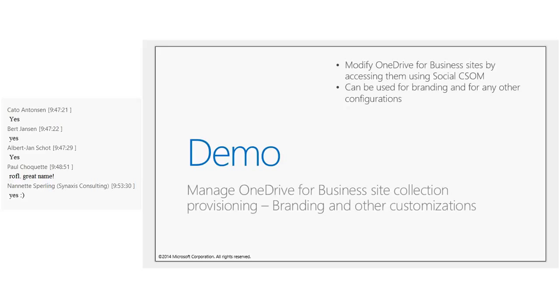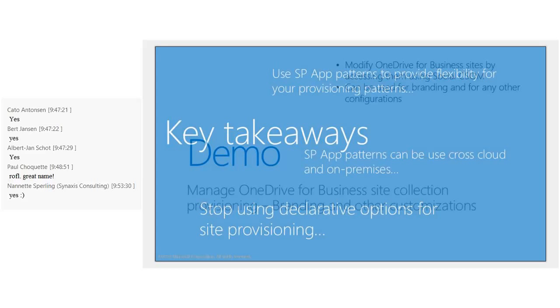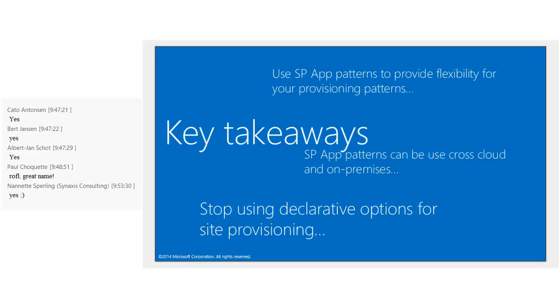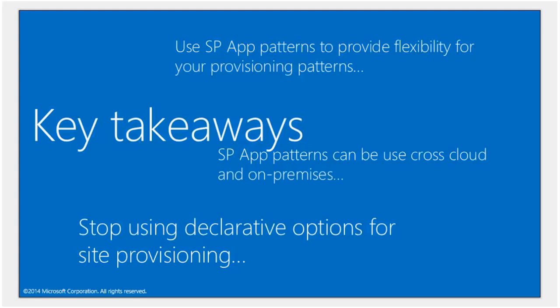Good. So a few things to summarize. The key takeaways. So we're able to use the SP app patterns to provide flexibility for your provisioning model. There are a lot of options, a lot of opportunities for what you're able to do. And you're able to link this provisioning to on-prem using the service bus if you like. The SP app patterns can be used across the cloud and on-prem. As a developer, what I always want is to write one piece of code which is usable across the deployments, and the app model is the one which is usable across the cloud and on-prem. So that's a really great pattern.